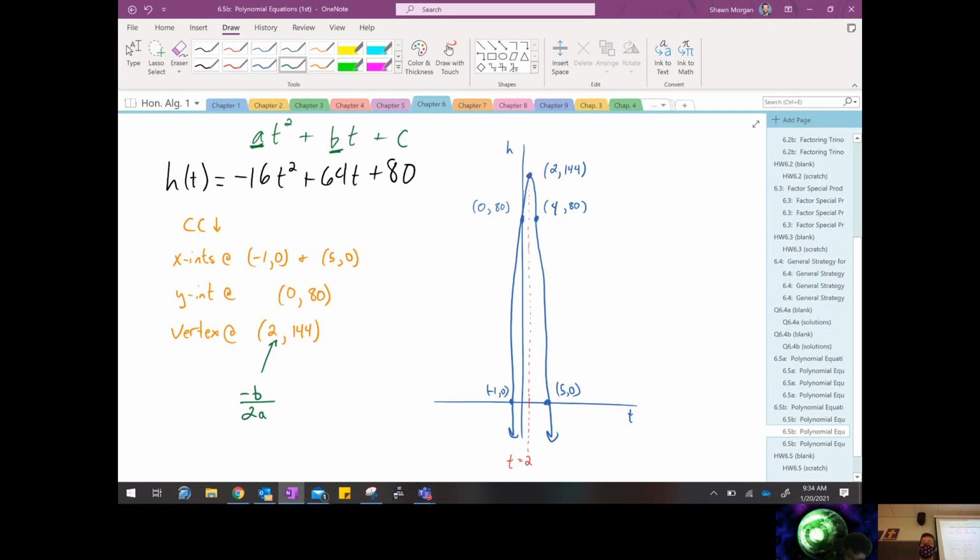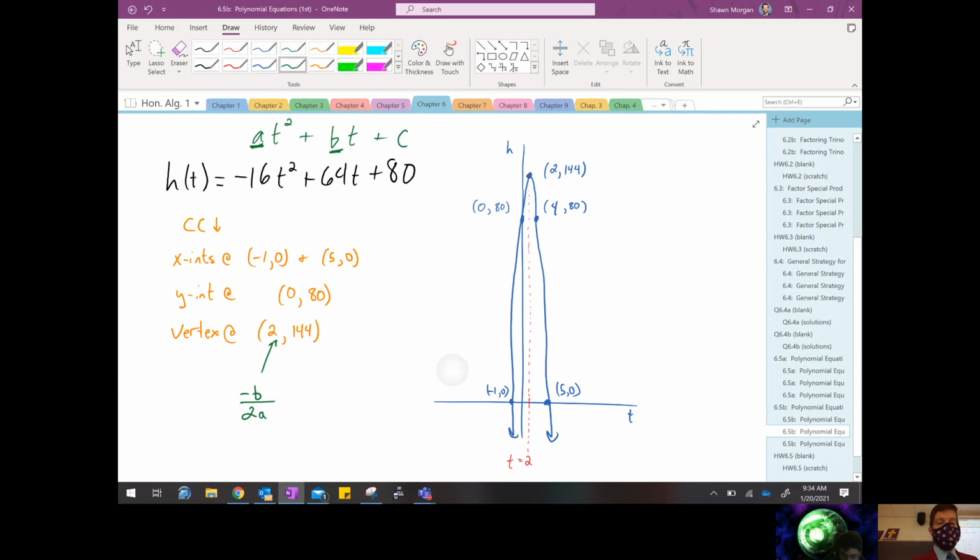What was B in this example in black? 64. So the opposite of 64 is? Negative 64. Good. What is 2 times A in this example? 2 times negative 16, which is negative 32. Good. What's negative 64 over negative 32? 2. What's the x-coordinate of our vertex, or the input of our vertex? 2.